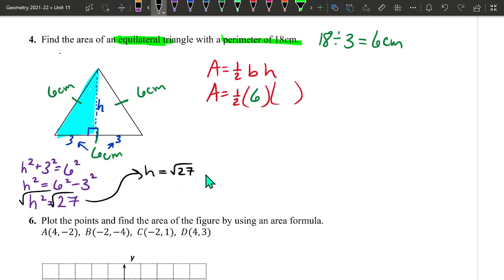And 27 is really not that bad of a number to work with because there's not much that you can divide 27 by, right? 9 and 3. 9 is a perfect square. So h equals the square root of 9 times the square root of 3. That would be the square root of 27. And the square root of 9 is 3. So h equals 3 times the square root of 3.